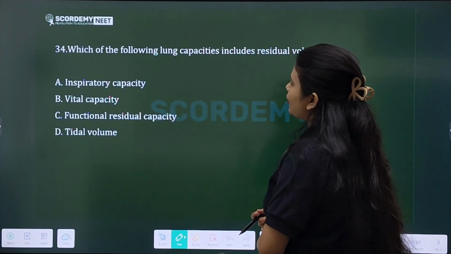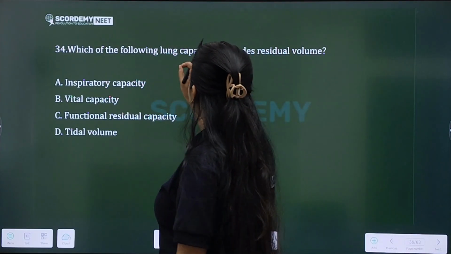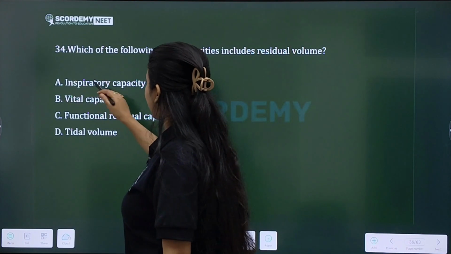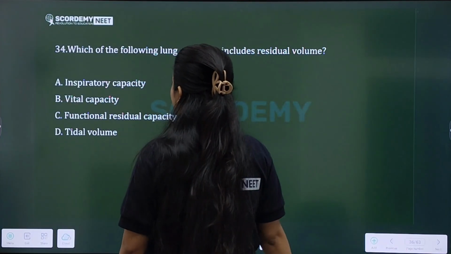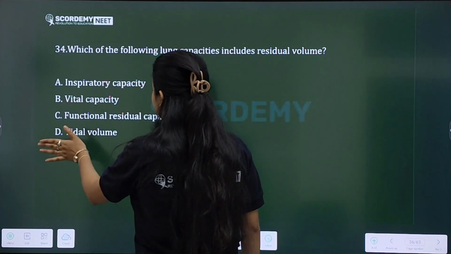Next, which of the following lung capacities includes your residual volume? Which of the following lung capacities includes your residual volume? Is it your inspiratory capacity? Is it your vital capacity? Or is it your functional residual capacity? Or is it your tidal volume?